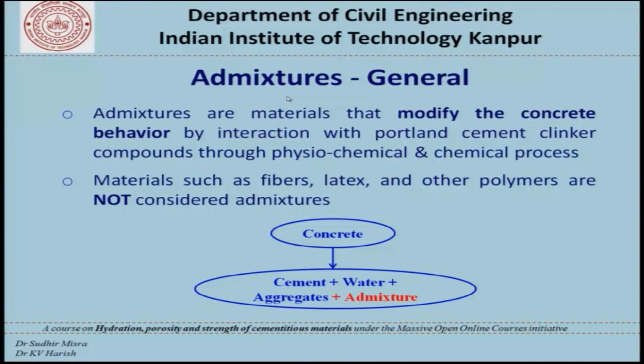Now, admixtures are materials that are added in concrete to modify certain properties, and they usually interact with Portland cement clinker compounds through physiochemical and chemical processes. Materials such as fibers, latex and other polymers are not considered as admixtures. So, in concrete we typically have cement, water, aggregates grouped together as fine aggregate and coarse aggregate, and we have a fifth entity which is admixture.